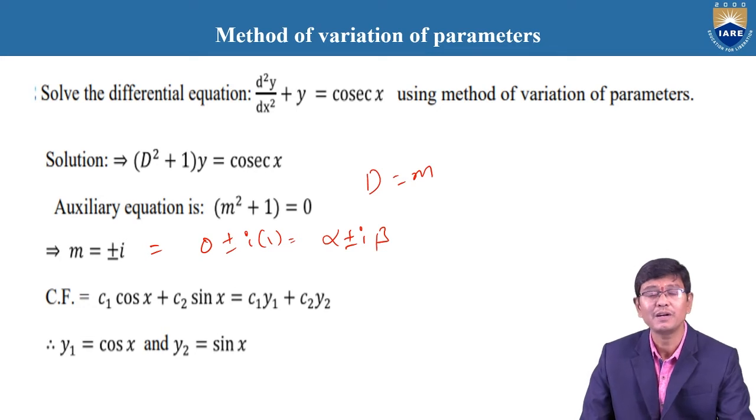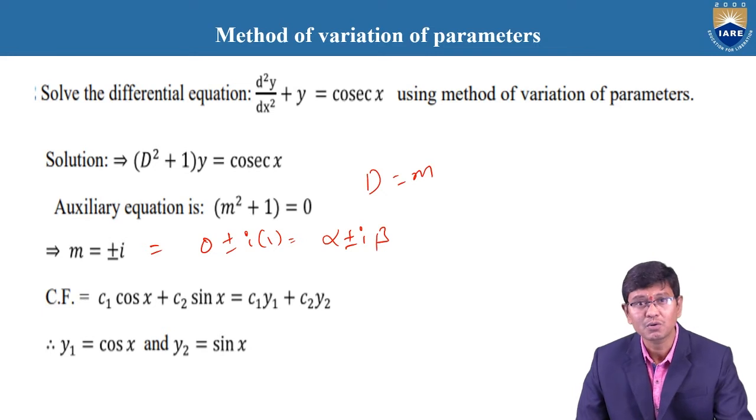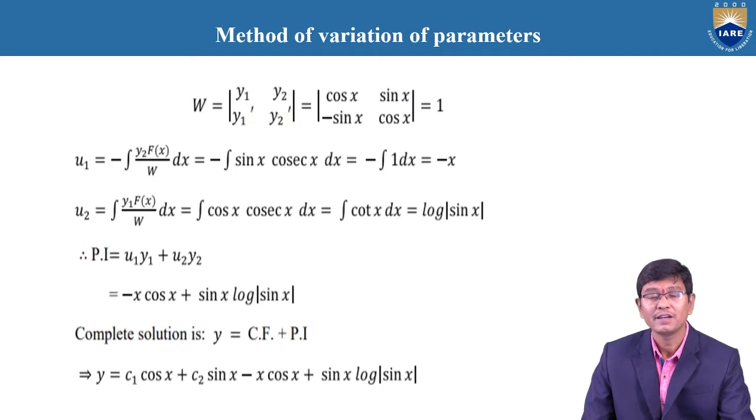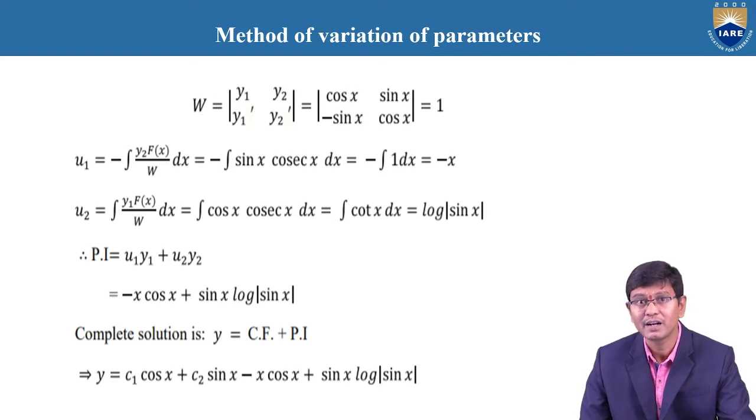With the help of the complementary function, you consider c1 cos x plus c2 sin x. Comparing with c1 y1 plus c2 y2, here y1 is equal to cos x and y2 is equal to sin x. We need to find the Wronskian value, with the help of that 2 by 2 determinant.